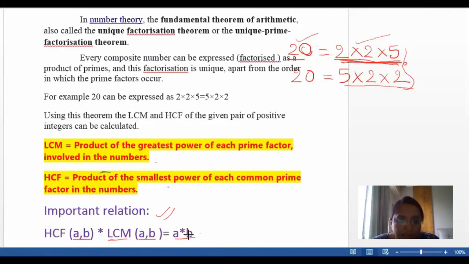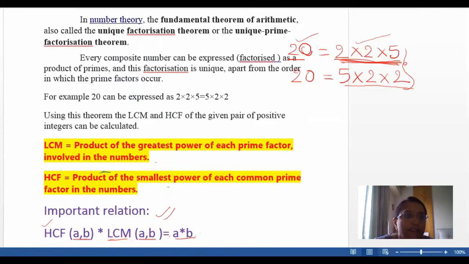With this, there are three unknowns. If you know A and B and LCM, you can find out HCF. If you know A and B and HCF, you can find out LCM. This relation is very much applied in finding HCF and LCM.